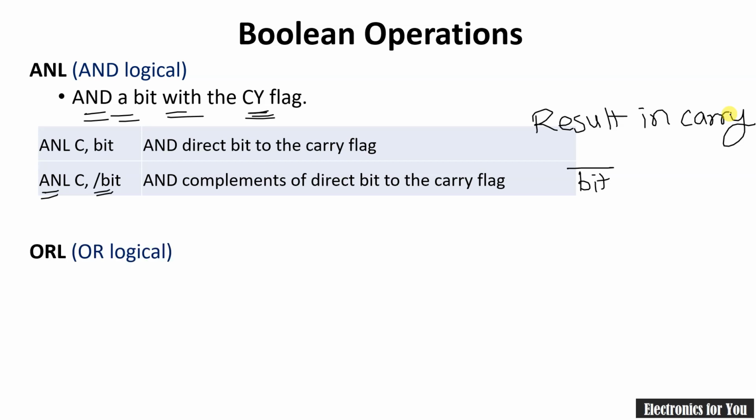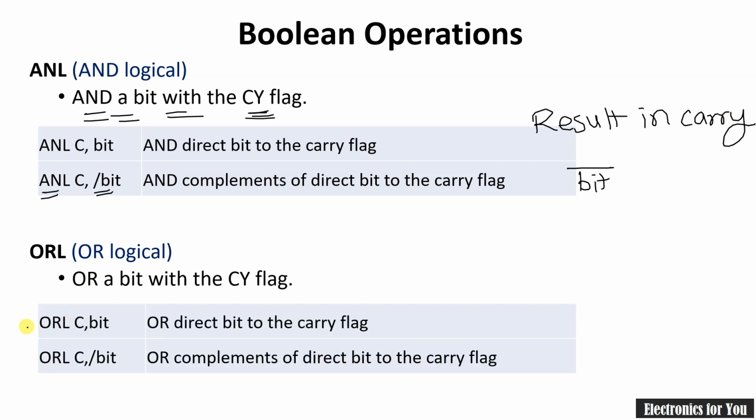A similar instruction is the OR instruction. This is OR a bit with the carry flag. ORL C comma bit means it will OR the content of C and the bit. Similarly here, the bit will be complemented first, and then ORed with the carry flag, and the result will be stored in the carry flag in both cases. So this is the OR operation. We have already gone through the complement operation, which is nothing but the NOT operation.